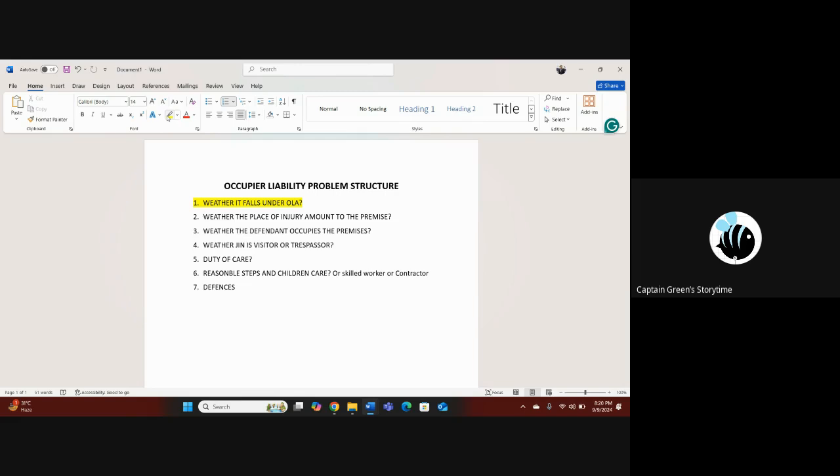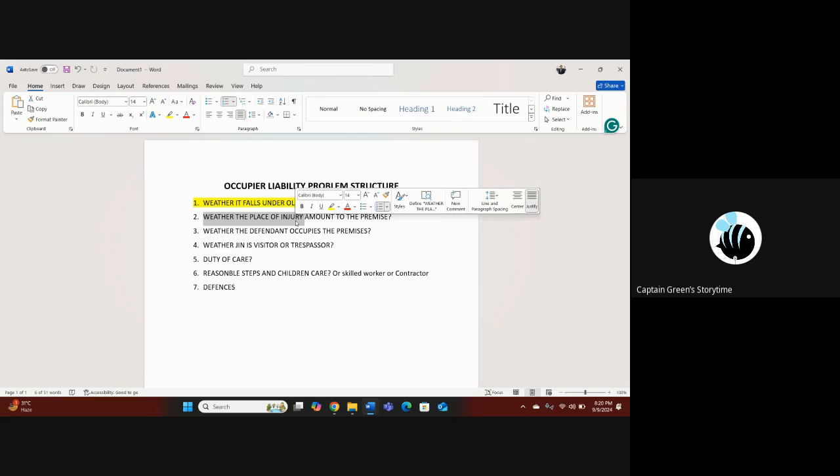This means that in order to check whether it falls under OLA or not, you should check whether the injury or damage caused to a person is due to the state of premises or not. If it is due to the state of premises, then the facts fall under OLA. Moving on to the next step, you have stated that the facts fall under OLA. Now you will check whether the place where the injury has been caused amounts to premises or not.